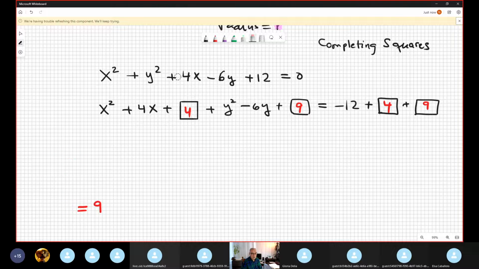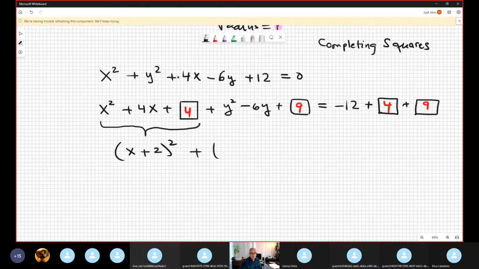Clear? Now, the beauty part. Factorization: this guy is x plus 2. I compare these two. This 2 is the square root of 4, and this x is the square root of x squared.